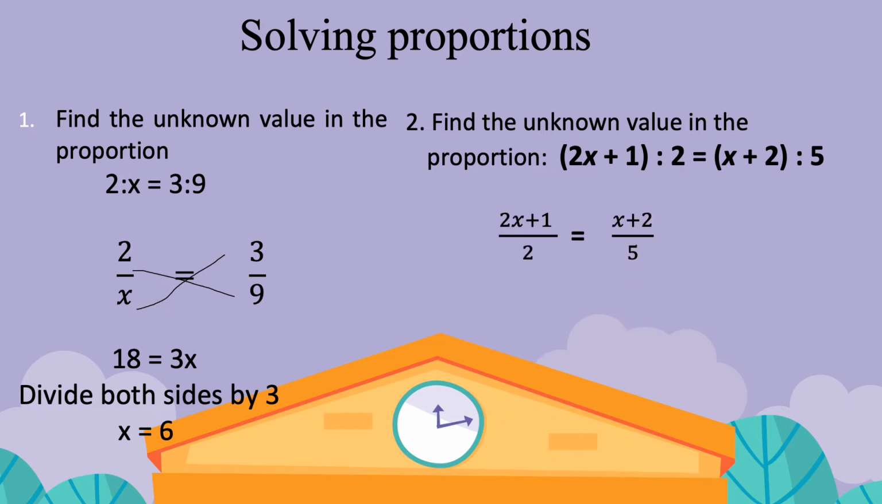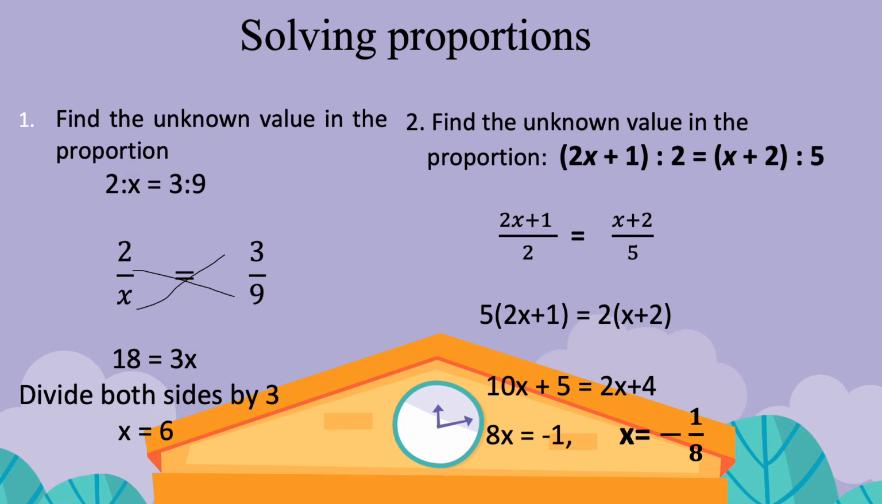First, I convert the column-based ratio to fractional form. Then I can solve the proportion starting by cross-multiplying. When we cross-multiply our equation, it becomes this. Next, I'll expand the bracket, which results in 10x plus 5 equals 2x plus 4. Next, I'll collect like terms, resulting in 8x equals negative 1. When we divide both sides by 8 to isolate x, x will be equal to negative 1 over 8.